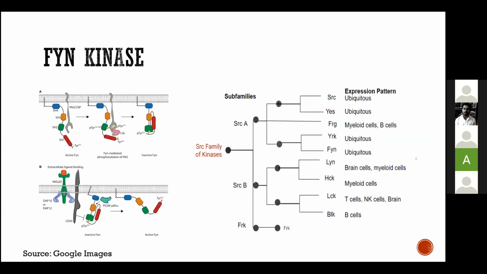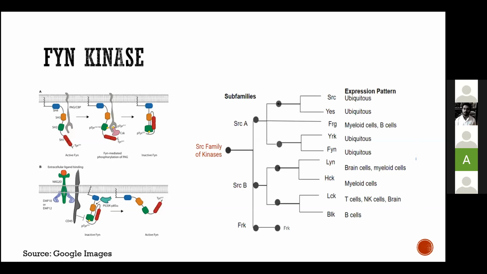Then next to it, in picture B, there is inactive Fyn. As you can see, all of the domains are folded together, properly binding to each other. And there is this tyrosine at position 531, which is phosphorylated. This phosphorylation at position 531 is making it inactive. So the kinase right now cannot do anything. It cannot interact with any other kinase inside the cell or PAG or whatever.